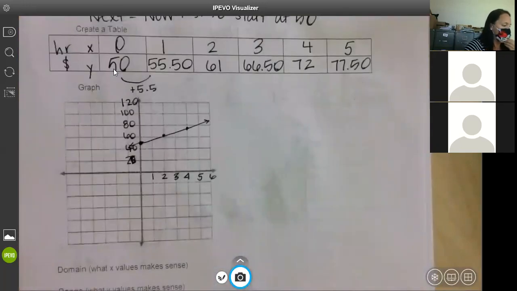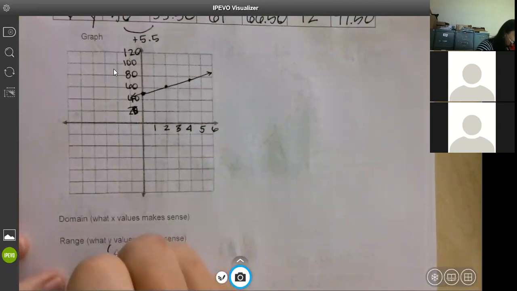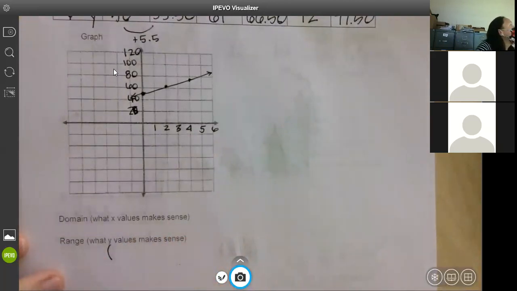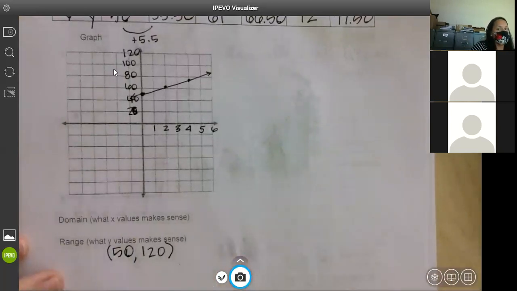All right, domain. Domain is the number of hours. We'll talk about that in a minute. Let's look at your range real fast. Range is money. So what's the least amount of money she will have? Be careful on this one. What's the least amount she'll have? 50. She had it already. That's the least amount she'll have. What does she want to get up to? 120. So that's going to be our practical range.